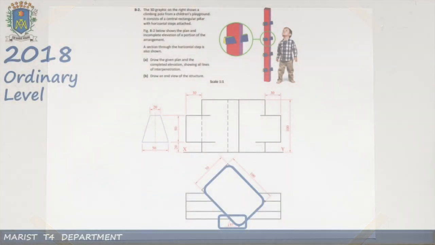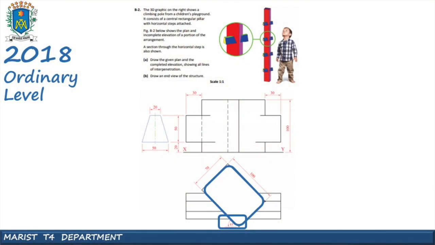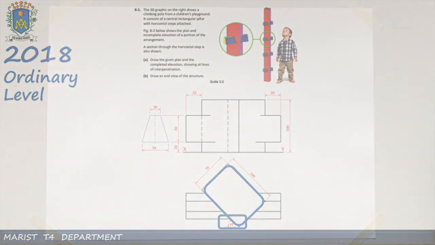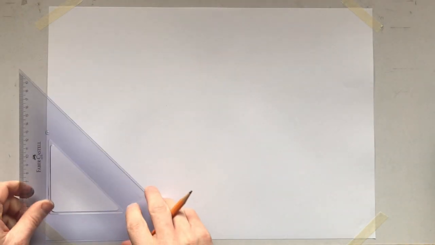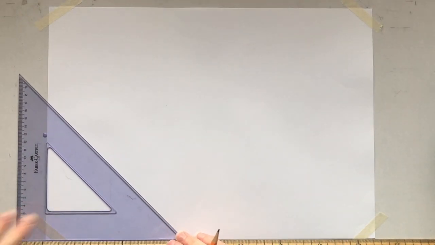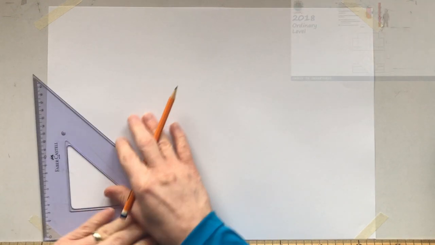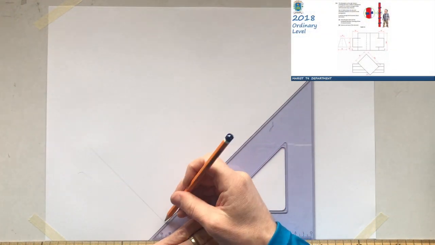If we look in plan, we can see the outline of that in plan, okay, and we can see that it's an angle of 45 degrees. So that's where I'm going to get started in this. So I'm going to come up here at 45 degrees. I'm keeping this towards the left hand side of the sheet.